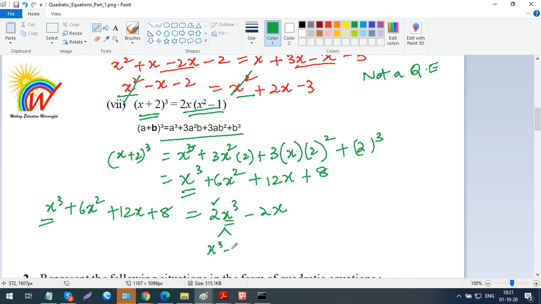So this is a cubic function. The degree is greater than 2, so degree is not 2, it's 3 instead, so it's not a quadratic equation. Okay, so similarly you find the other things also.